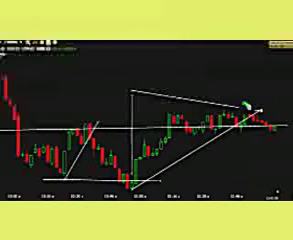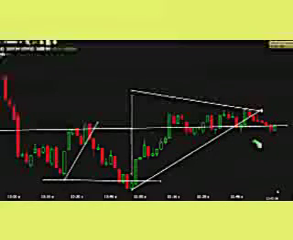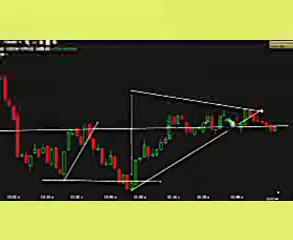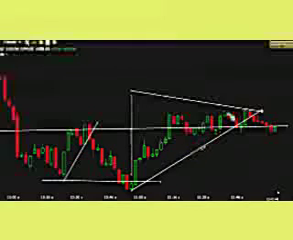Let's say 1310. So 1299 entry point, and stop loss at 1310. The price is now going back up, but we remain in the trade because the price managed to close below this support level after coming out of this indecision zone.